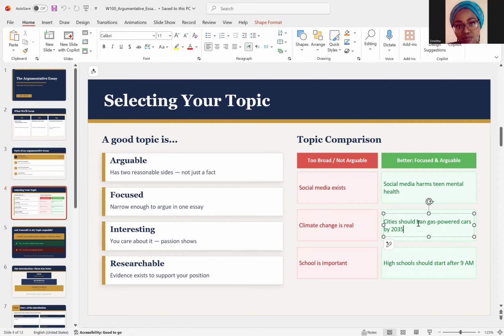Gas, petroleum is the problem. And so cities, they should ban them. That is an arguable topic. Somebody else might have a different opinion to you.